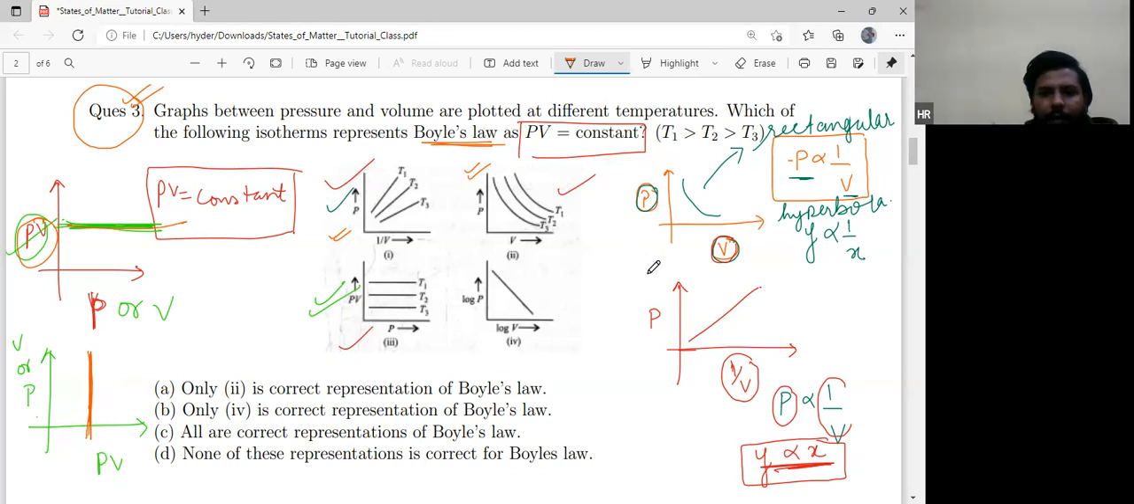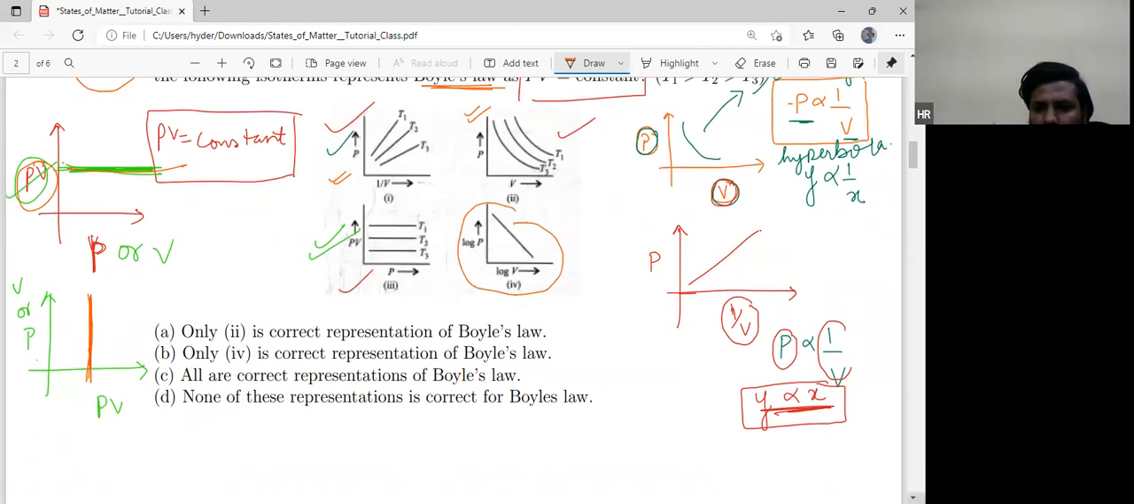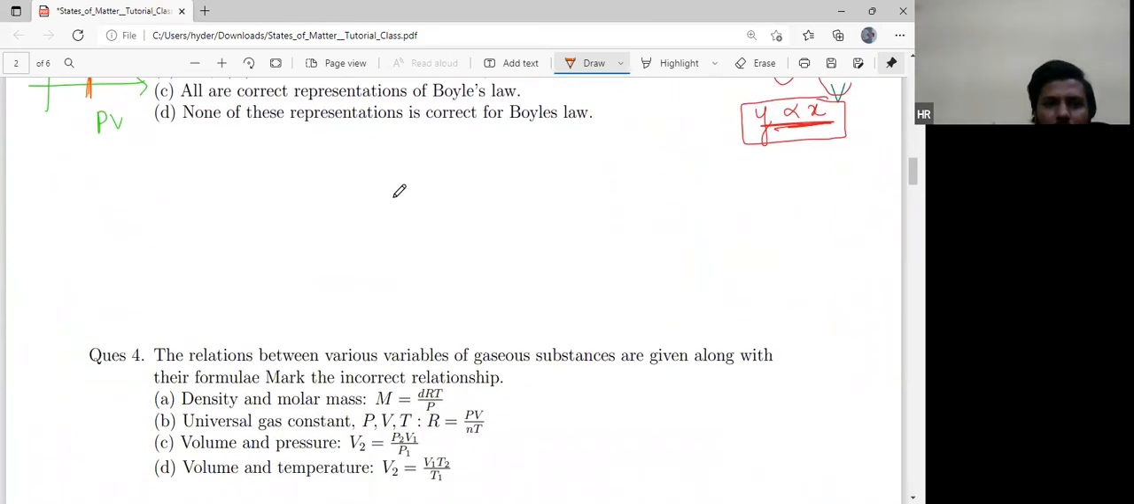Yes. Now come to this log P, log V. First, we know that P is inversely proportional to V. For removing this proportionality sign, I am taking a constant K, which is called the proportionality constant. Then it will be P is equal to K by V. Is there any doubt in this step?